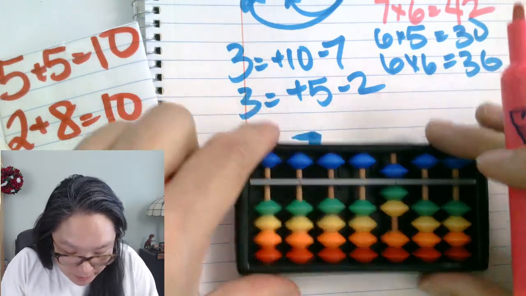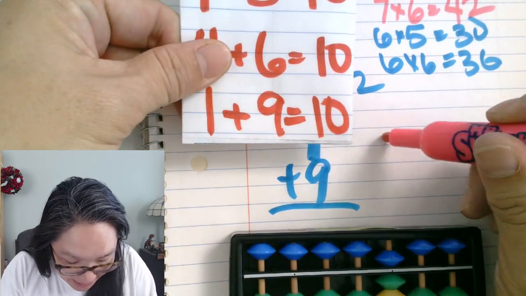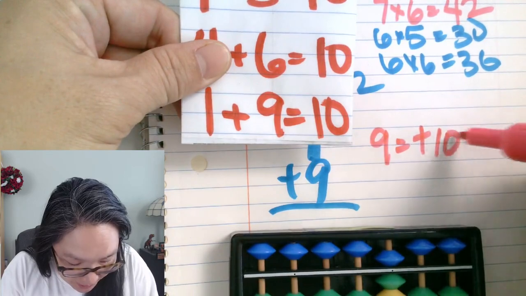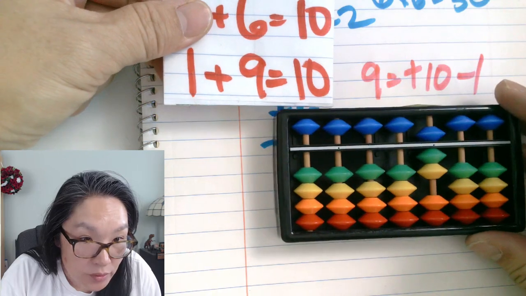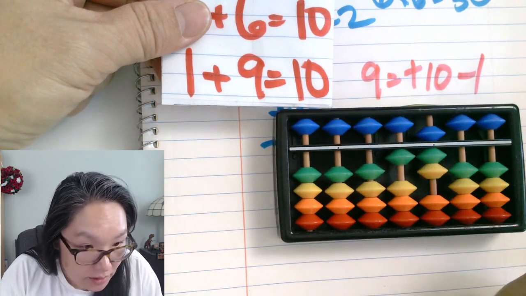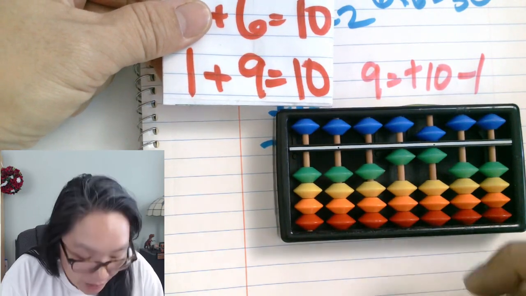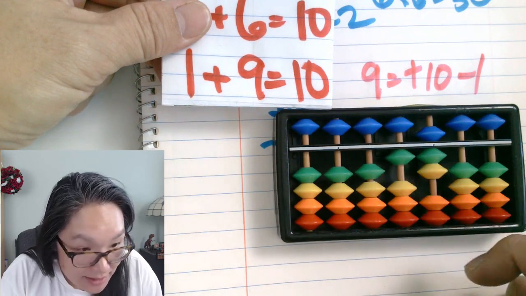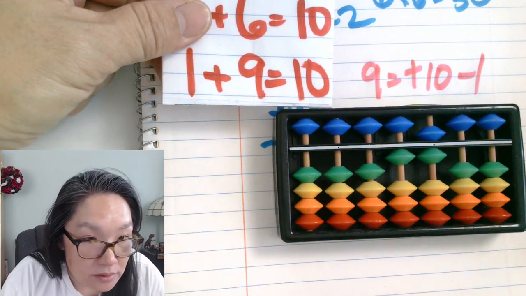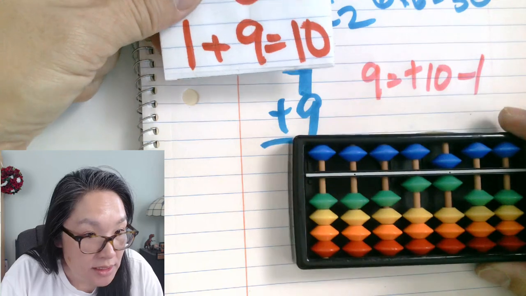So when we do 9, I'm doing 9. 9 is equal to plus the 10 minus the 1. So all we got to do is plus the 10 and then take away the 1. That's all we need to do. Now you see that there's a number pattern. When I want to add the 9, it's always going to be plus the 10 minus the 1. So my final answer is 16.